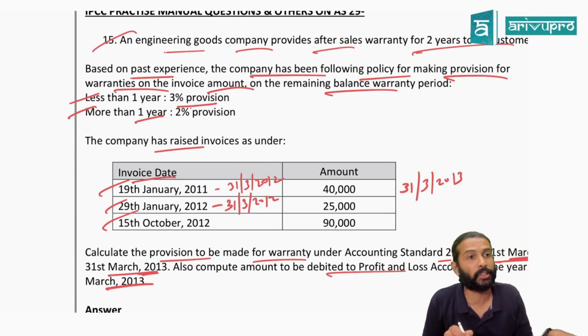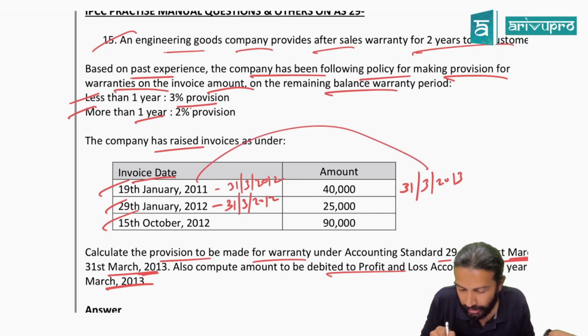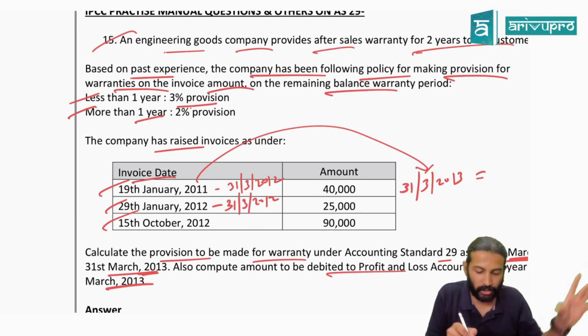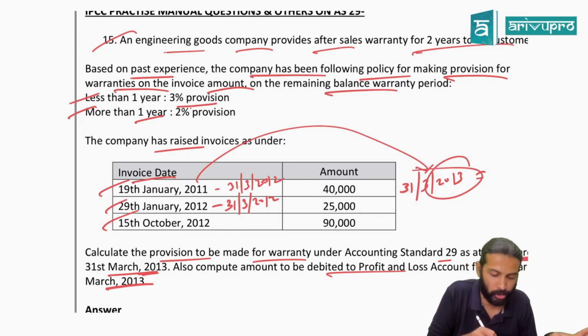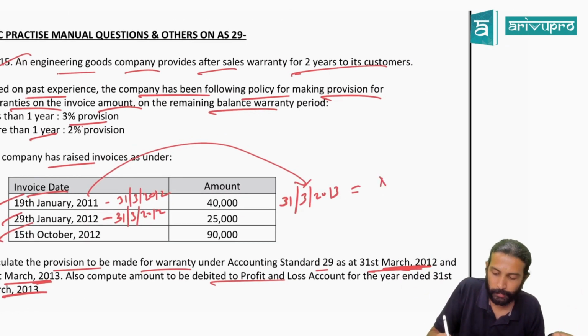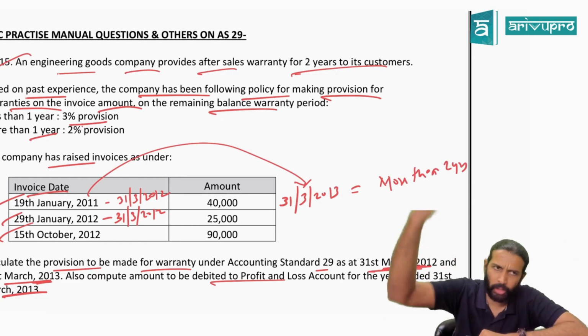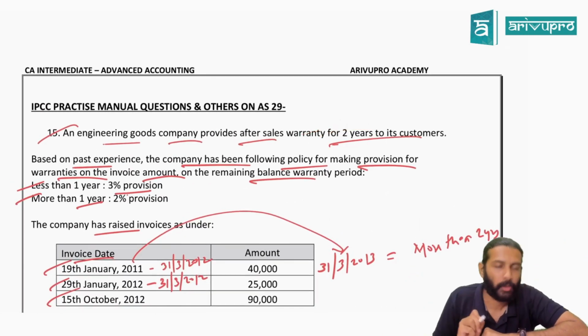19th January 2011. Count from 19th January to 31st March, sir. How much period? 19th January 2011 to 31st March 2013 is more than 2 years. Yes, no? It is more than 2 years. 2 years or 2 months or 3 months or whatever. I give the guarantee more than 2 years or only up to 2 years? Only up to 2 years.